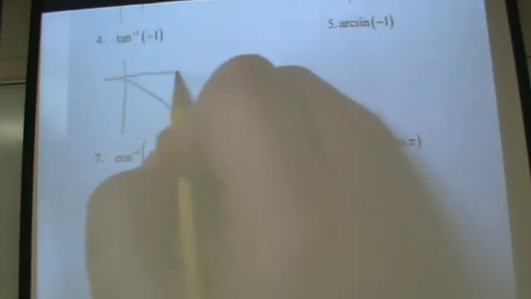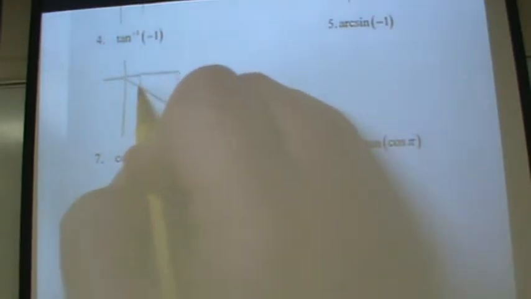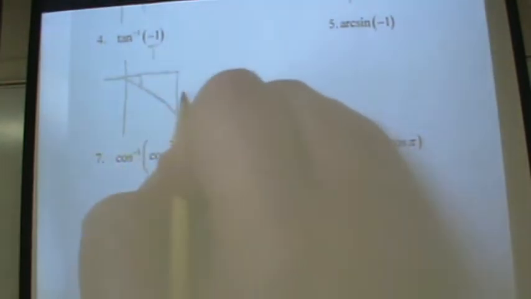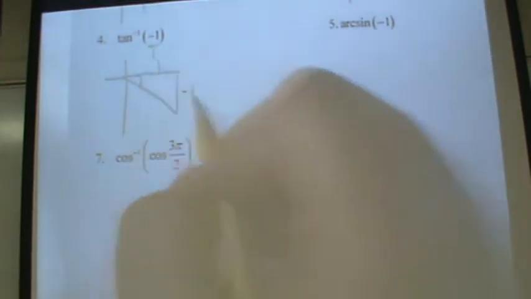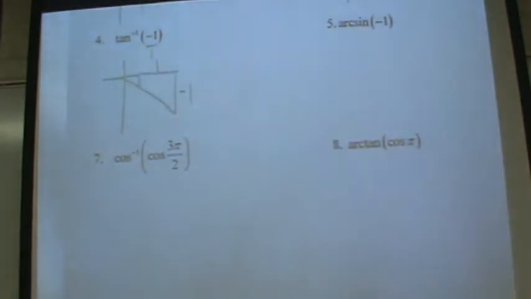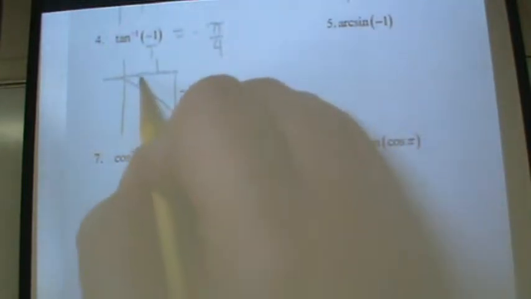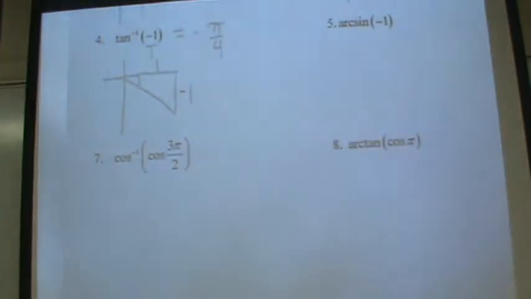Alright, number 4. The inverse tangent of negative 1. What quadrant are we in? So we're looking for that angle. This is opposite over adjacent. What angle is that? Negative pi over 4. That would be a 45, but we've rotated back, so it's a negative.